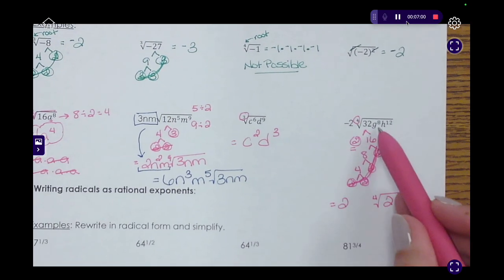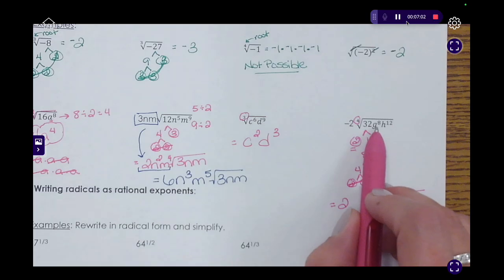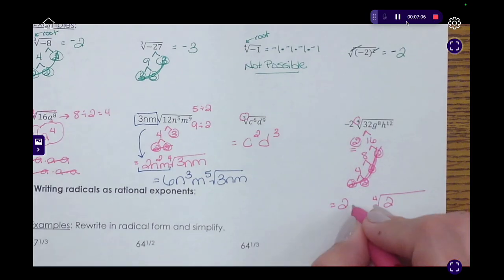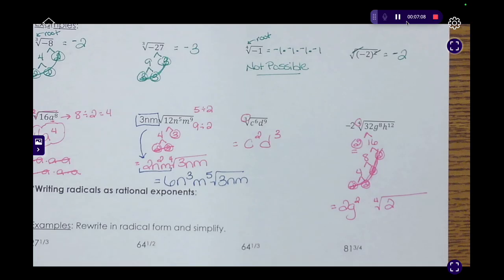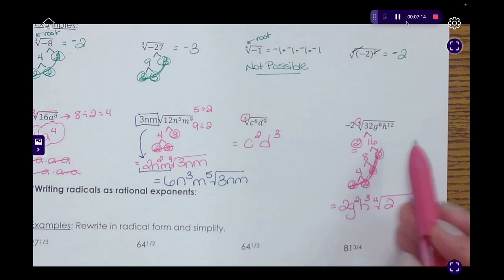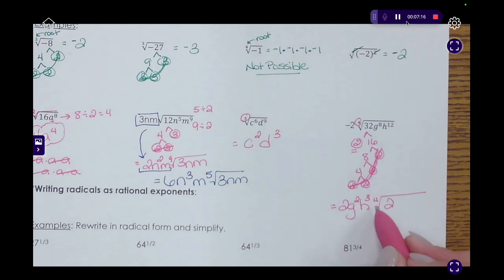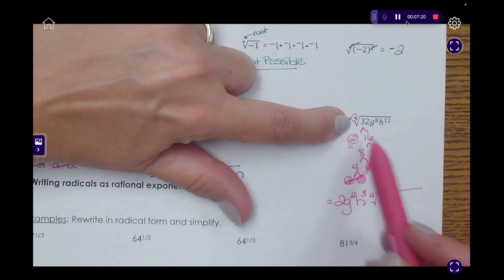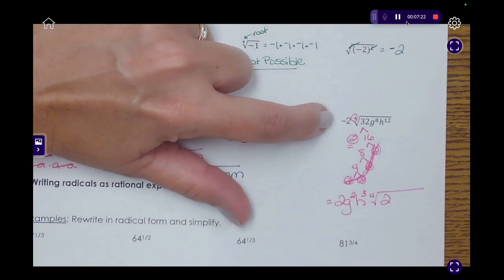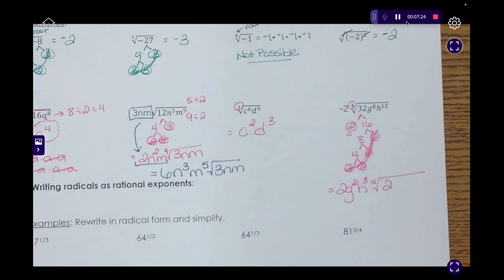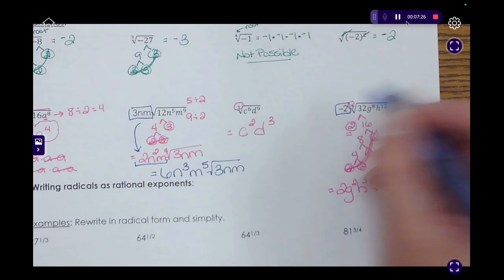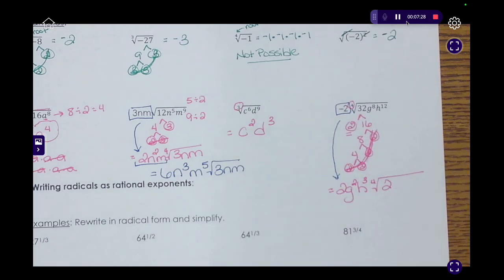Okay, now let's look at the variables. Again, because I have a 4th root, that's what I'm dividing by. So I'm going to do 8 divided by 4. That gives me 2. And then 12 divided by 4 gives me 3. So all of the variables were perfect 4th roots. I just had this 2 left over that was not part of that group of 4. So that is simplifying just that radical part. Now don't forget, I have this negative 2 in the front, so I need to take this negative 2 and multiply it by what I took out.